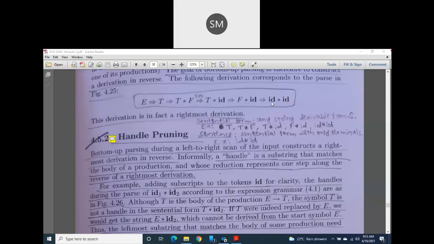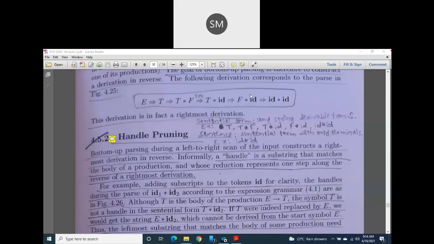So the first id, if you consider it as a substring, is a handle, if it is going to be reduced to its non-terminal in that production in one step of rightmost derivation, and that too in reverse order, right? That's why I'm coming from right to left.